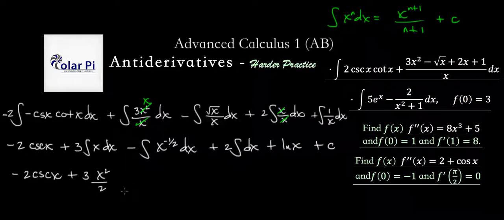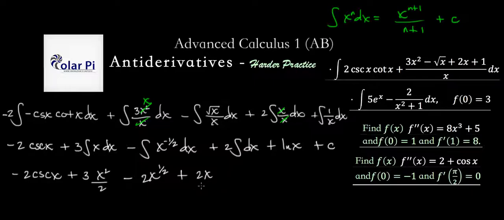I went through these details much more carefully in the basic practice, so I'm not going to do that here. And then minus, similarly using this on this guy, we see that it's going to be x to the positive 1/2 divided by 1/2, which is the same as multiplying by 2, and then we have plus 2 times this antiderivative, which is just 1 dx, and a constant times dx has antiderivative that constant times x. So the antiderivative of 1 dx is just x, and so from the 2 in front of the antiderivative symbol, we have 2x.